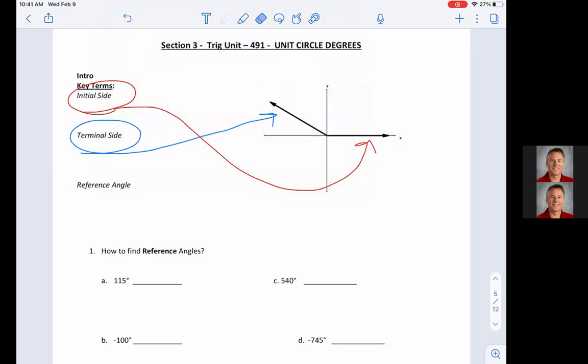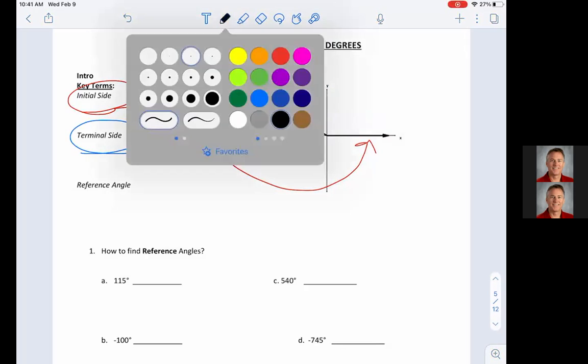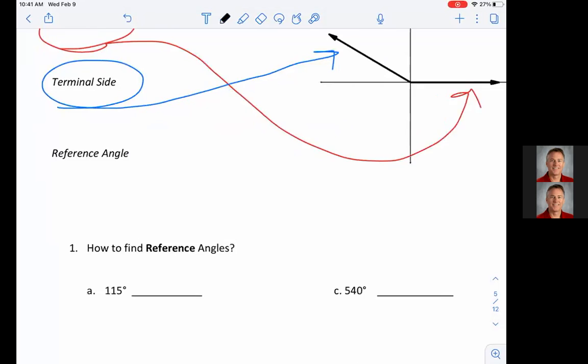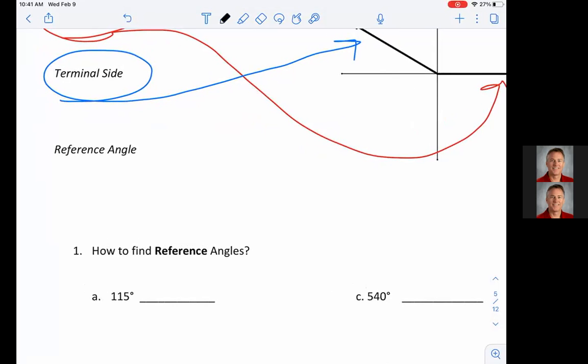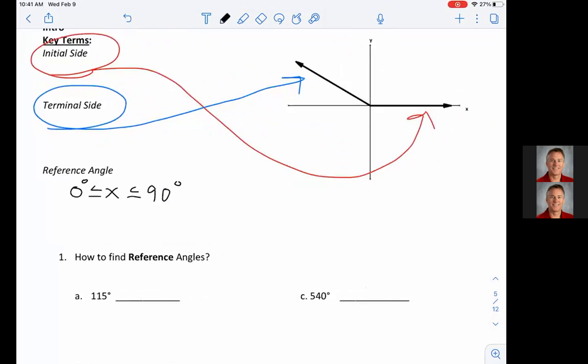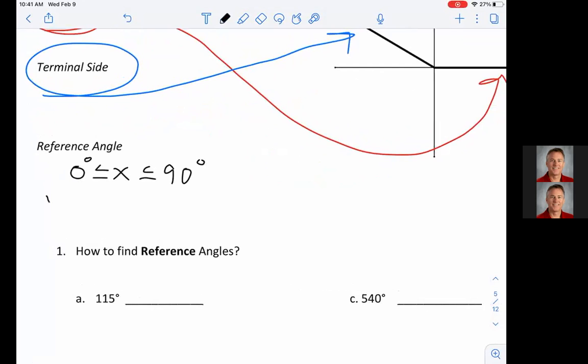All right, which brings us to the reference angle. Now, the reference angle, we call a reference angle because we refer back to that, and I'll explain that as we move along. We refer back to the reference angle to try and find coordinates. The reference angle is always between 0 and 90 degrees. And it is, and I hesitantly use this term, but I'm going to say for learning purposes, it is the distance to the x-axis.